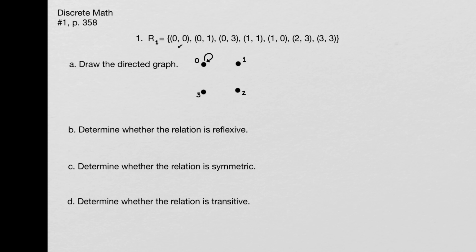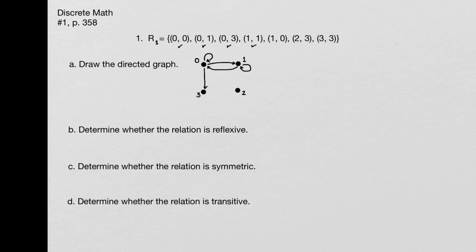Then we have 0, 1, which means that we have an arrow going from 0 and into 1. And then 0, 3, arrow from 0 into 3. All right, then we have 1, 1, which, as we're going to see in chapter 10, is called a loop when it comes out of and then back into the same element. That's called a loop.